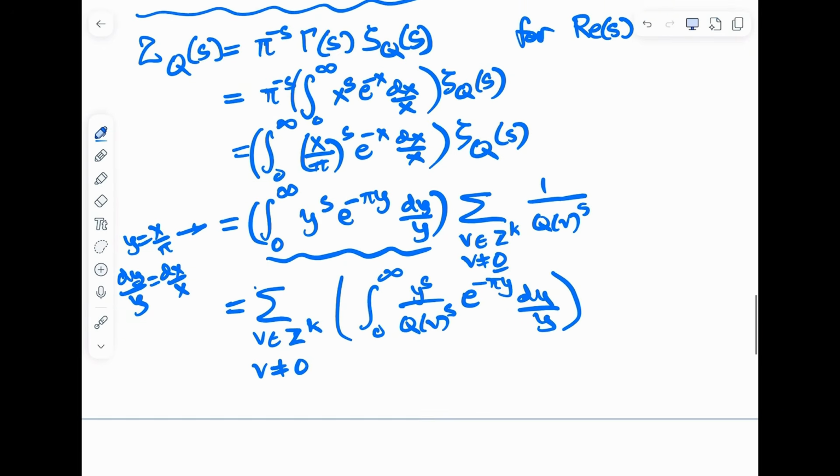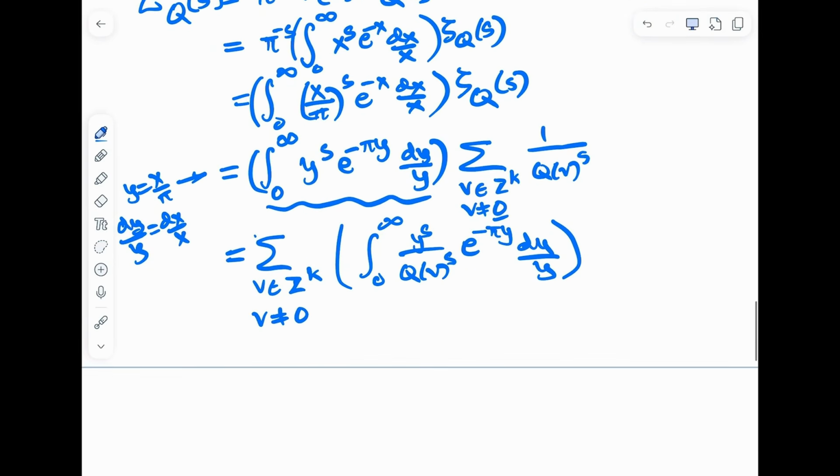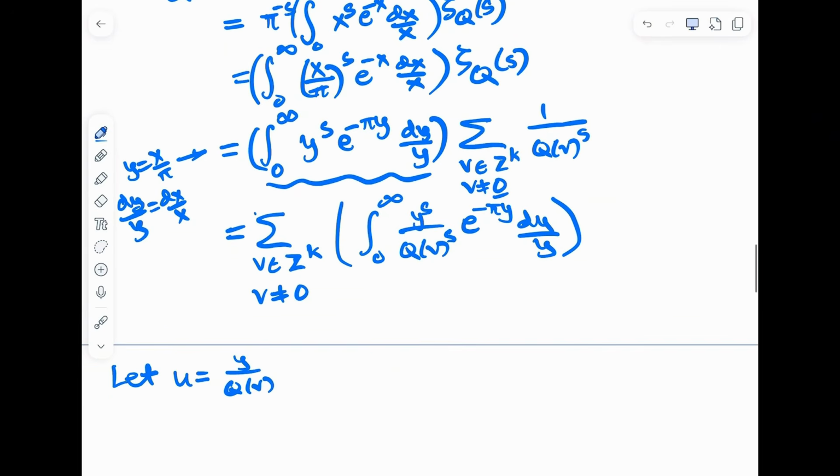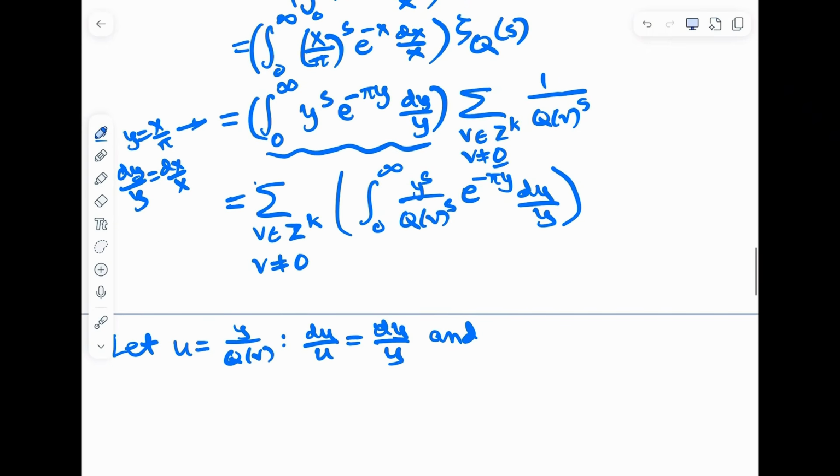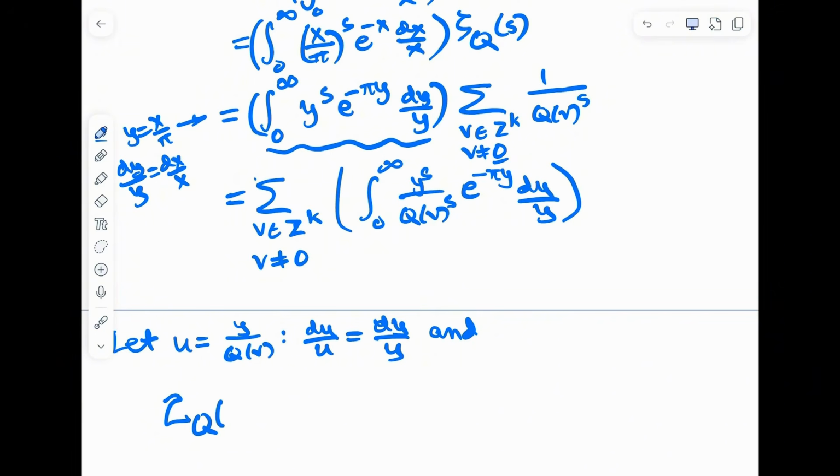So now we're going to do another multiplicative change of variables. We're going to let u be y over q(v), since each integral in the sum of integrals depends on v. Defining u this way, dy over y is du over u. And we're going to see that the completed zeta function is going to get a sum over Z^k, over non-zero terms, of the integral.